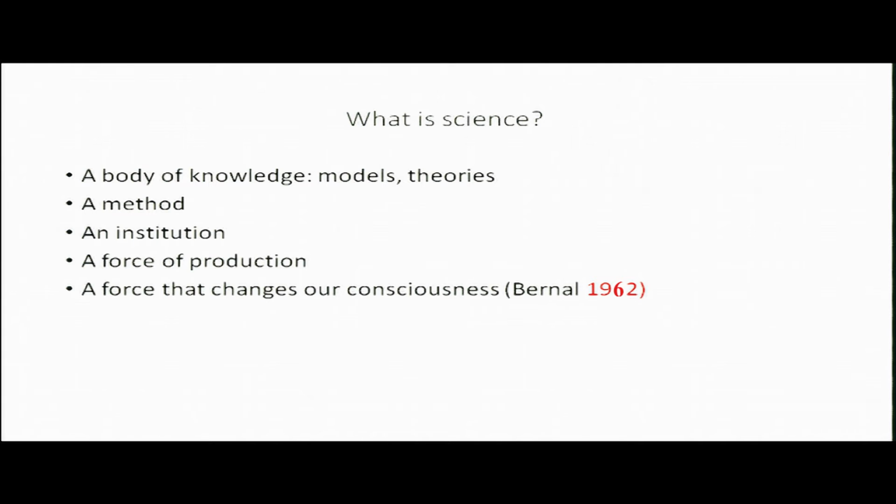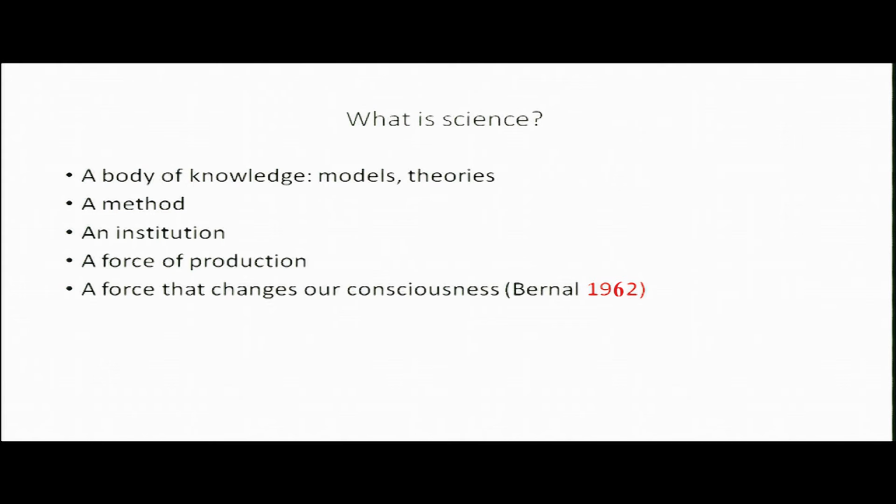Science can be seen as a body of knowledge, concepts, models and theories. It is a method. There is a method by which you observe things and you justify what you observe, so that these observations are admitted to the body of knowledge. An institution, science is done according to certain norms, certain rules by men and women, and we will see as an institution it also has a function in terms of extending our knowledge, and it also is a force of production.